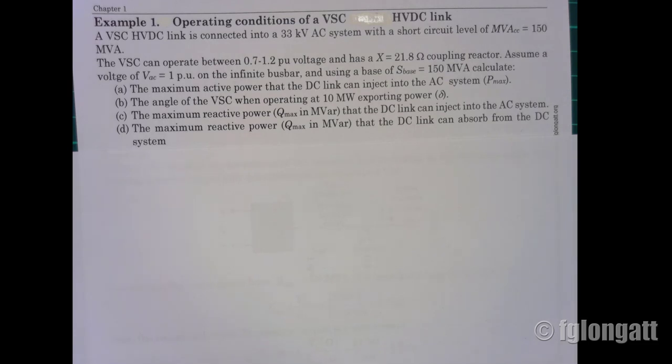You can imagine that in this case, the voltage source converter is connected to a 33 kV AC system. This is a line-to-line RMS voltage applied to the voltage source converter, and this supply is coming from a system where the short circuit level is 150 MVA.